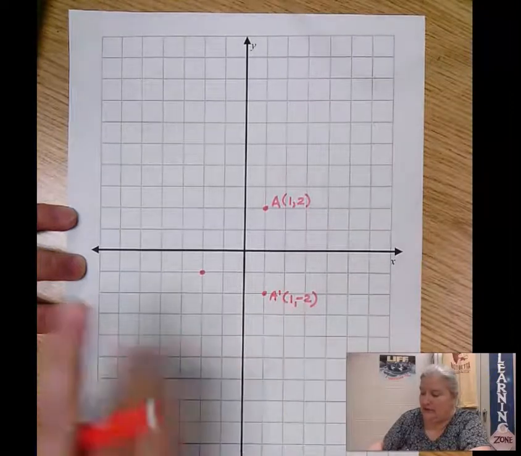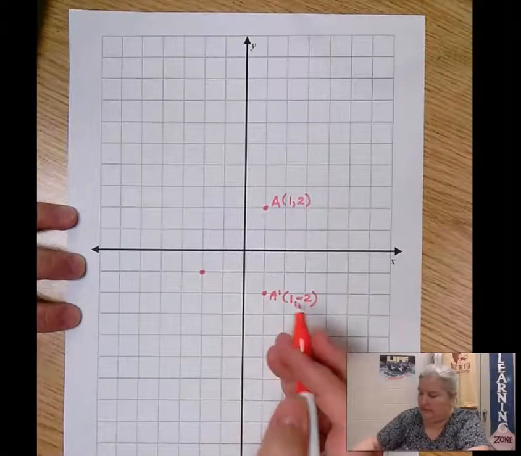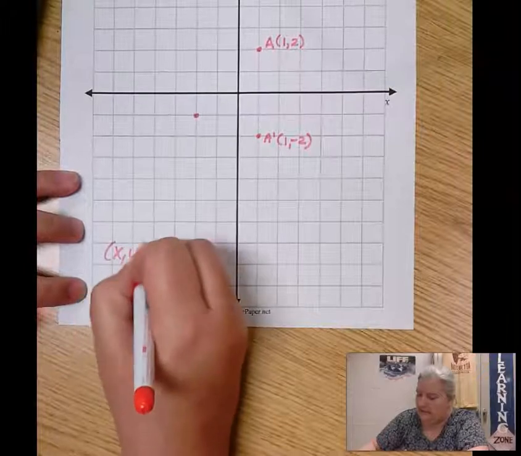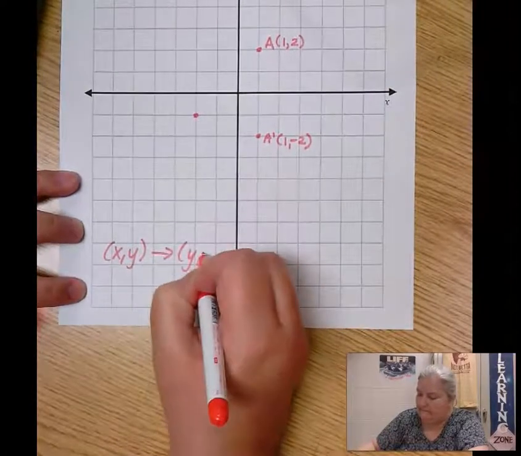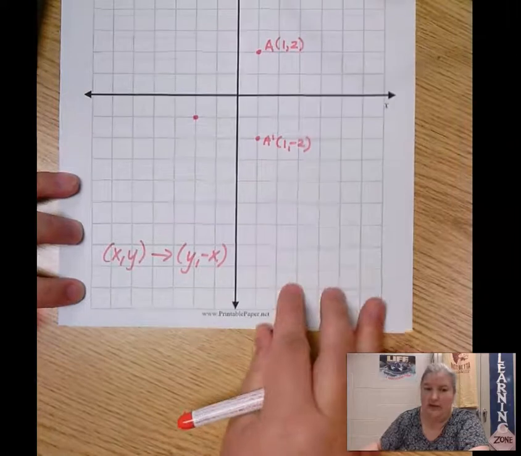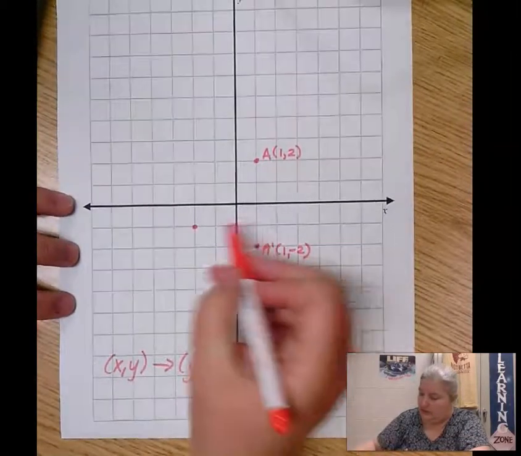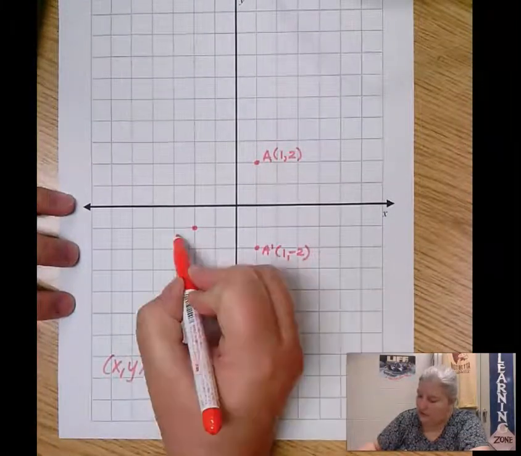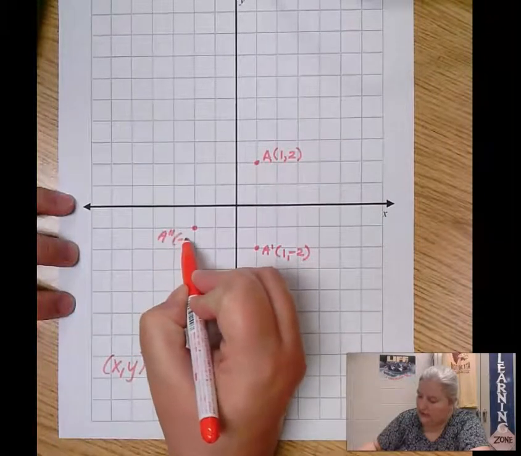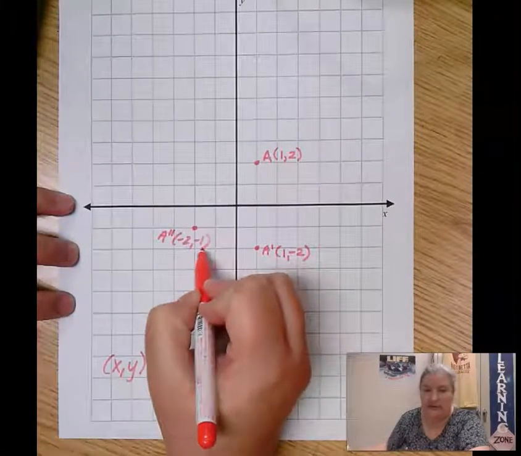So trade the order. In other words, let me write it down here. That's the rule for 90 degrees clockwise. Okay, so it's going to be at (-2, -1). Okay, so that's my result.